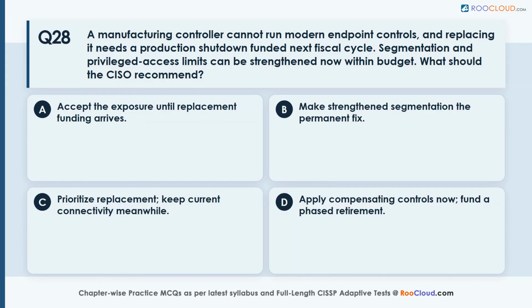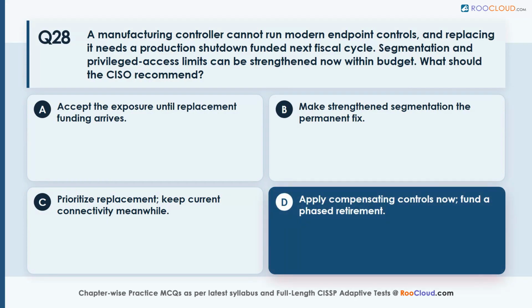Option A accepts the exposure until the money arrives. That does nothing while you clearly could. Option B calls the strengthened segmentation the permanent fix. That quietly blesses an aging, unsupported device forever. Option C prioritizes replacement but keeps current connectivity meanwhile. That leaves the gap wide open in the interim.